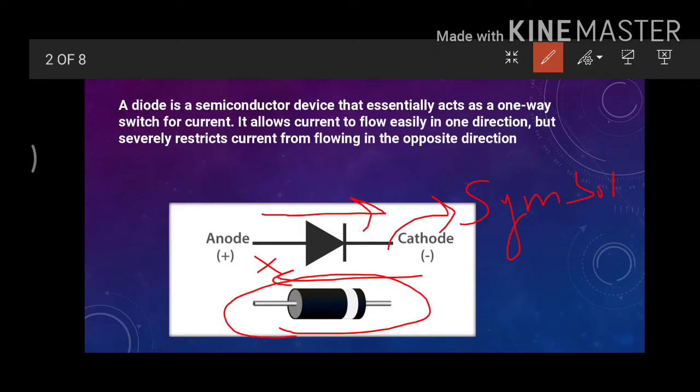If you go to the market or an electronic shop, you will find a diode in this shape, with a strip at one side which shows the restricted end, or the cathode end, of the diode. You always connect this side with the positive terminal and the other side with the negative terminal, so that it lets the current flow; otherwise it will not allow the current to flow.